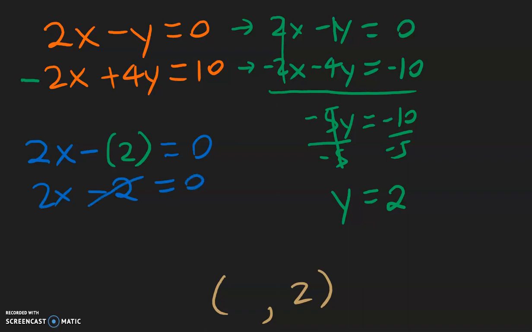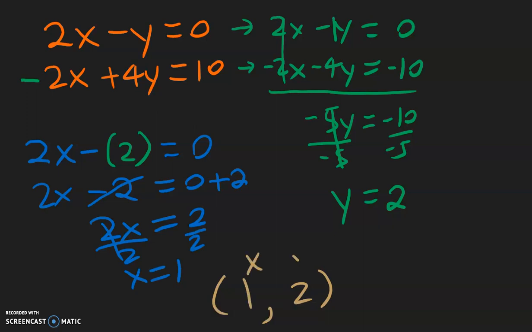Now let's move the minus 2 to the other side. That becomes a plus 2. And we get 2x equal to 2. Divide both sides by 2. Okay, x is equal to 1. And so therefore the x coordinate is going to be 1. X is 1, y is 2.